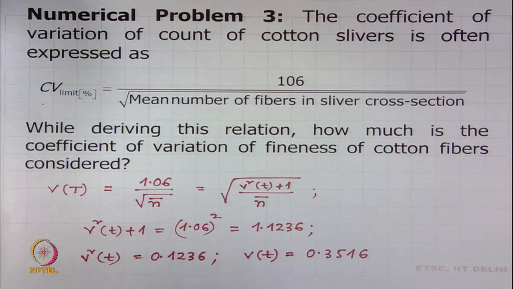However, there is a tendency amongst us to use this expression for all cotton fibers or all cotton yarns, which is not correct. So, in practice, you have to first find out the coefficient of variation of fiber fineness, then you have to use Martindale's expression, then you have to find out CV limit.